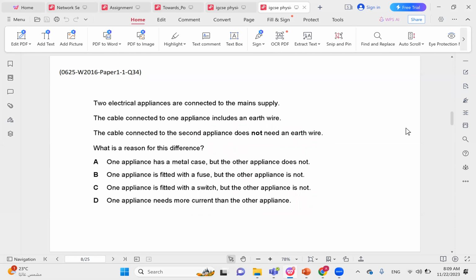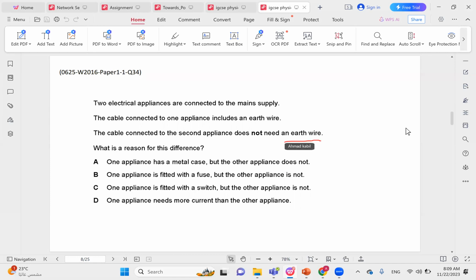Two electrical appliances are connected to the main supply. The cable connected to one appliance includes an earth wire. The cable connected to the second appliance does not need an earth wire. What is the reason for this? So why do we need an earth wire? We need an earth wire for the following reason.